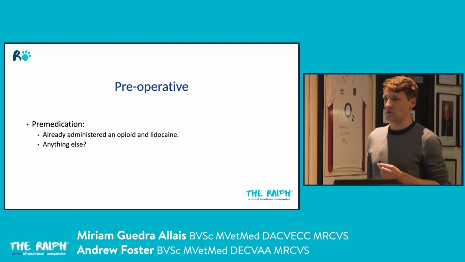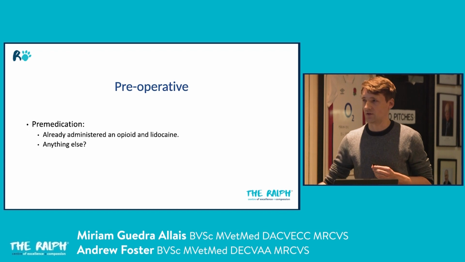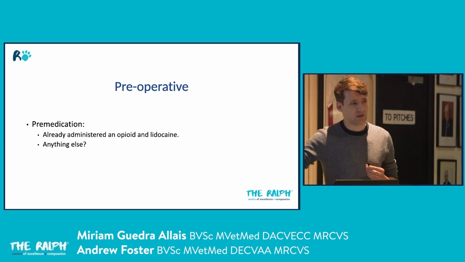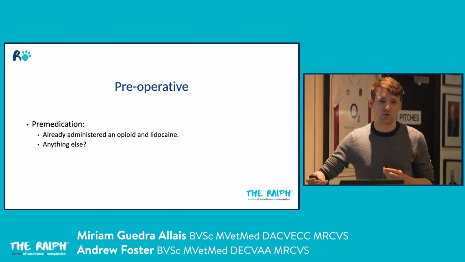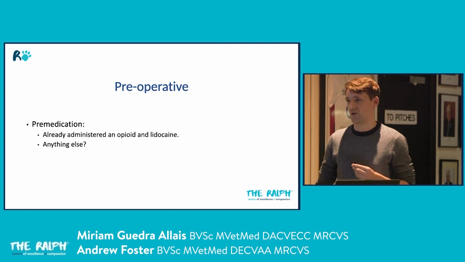And now we're going to get on to pre-medications. In this situation, we've already administered an opioid and some lidocaine. We could add other things. We could add midazolam and dexmedetomidine, as we've discussed. Obviously, with dexmedetomidine, we could reduce the heart rate. We could predispose to bradyarrhythmias, but also ventricular arrhythmias as well.